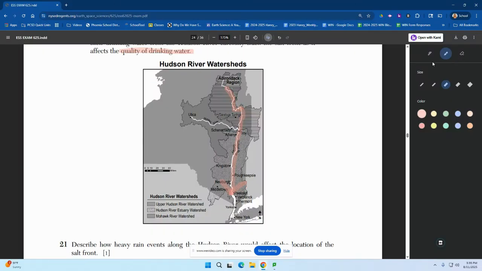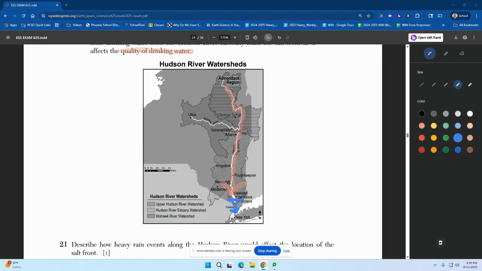And if we have our salt front, so let's say our salt front is, I'm going to mark it in blue. So say our salt front is right here, where the ocean is pushing upward. If I have more water flowing through the river, that's going to push that salt front. It's going to have more force behind it. It's going to push that salt front this way.